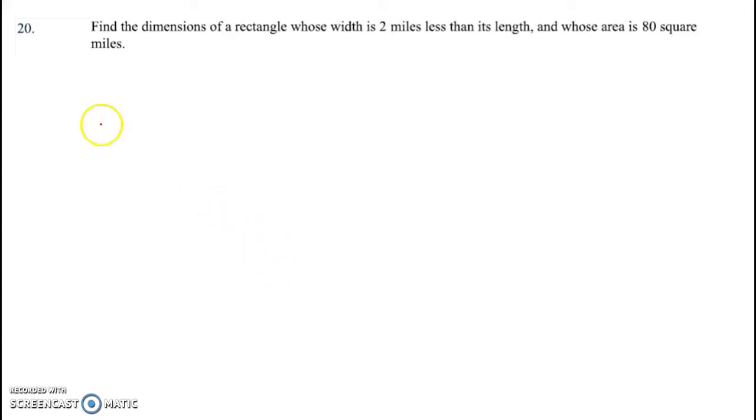Number 20, find the dimensions of a rectangle whose width is 2 miles less than its length and whose area is 80 square miles. All right, got a rectangle. And it says its width is 2 miles less than its length. All right, I'm going to let x equal the length. The width is 2 miles less than the length, so x minus 2. A lot of people will write that as 2 minus x. That's not correct. It's x minus 2.